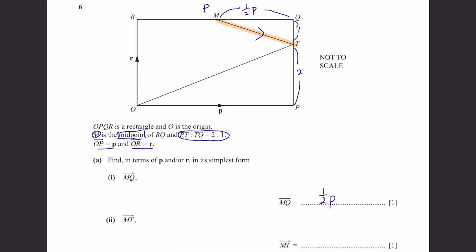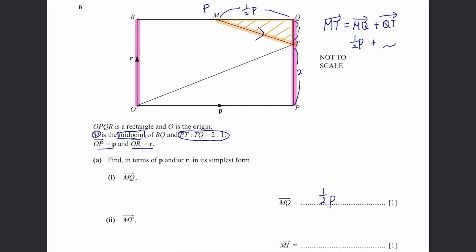MT vector. We can't find it straight away from the graph, so we need to calculate it based on this small triangle here. We'll be able to get MT if we add MQ with QT. MQ is half p and QT needs to be found.